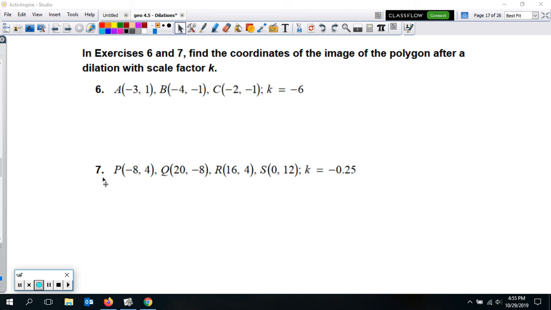I'll just give you a little hint on number 7. A point, this could also be changed to a fraction of a 1/4, a negative 1/4 for that one as well. All right, so go and pause the video and do 6 and 7.